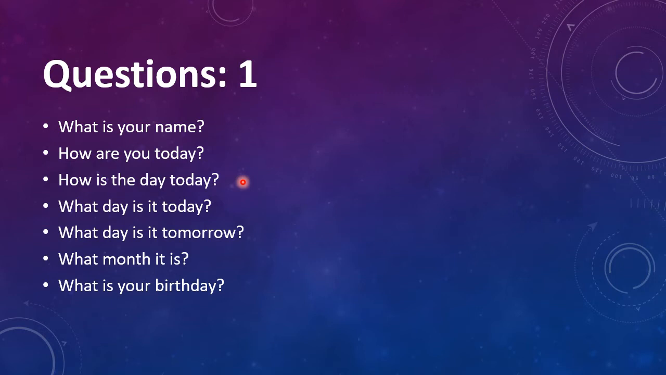What day is it today? So that means whether today is Monday or Friday or whatever day it is. So you could say today is Friday, today is Sunday, today is Monday, whatever the day it is. Okay, what day is it tomorrow? So for example, you said today is Friday, then obviously tomorrow would be Saturday. So you could say tomorrow is Saturday.